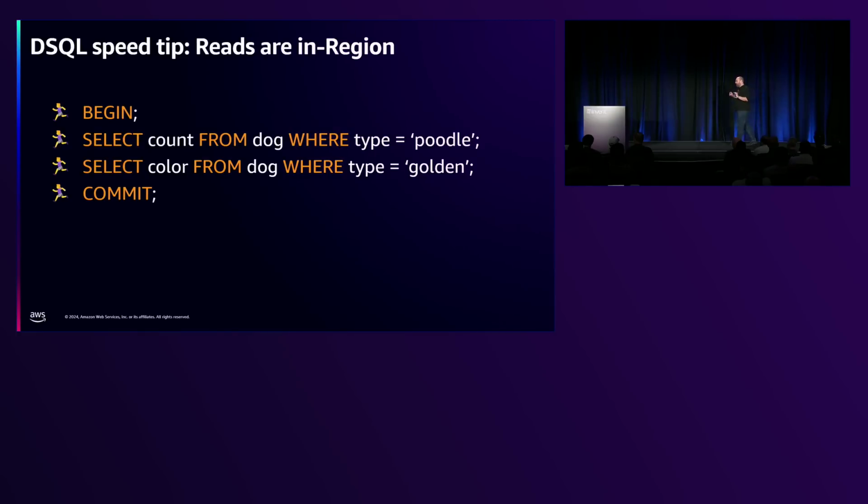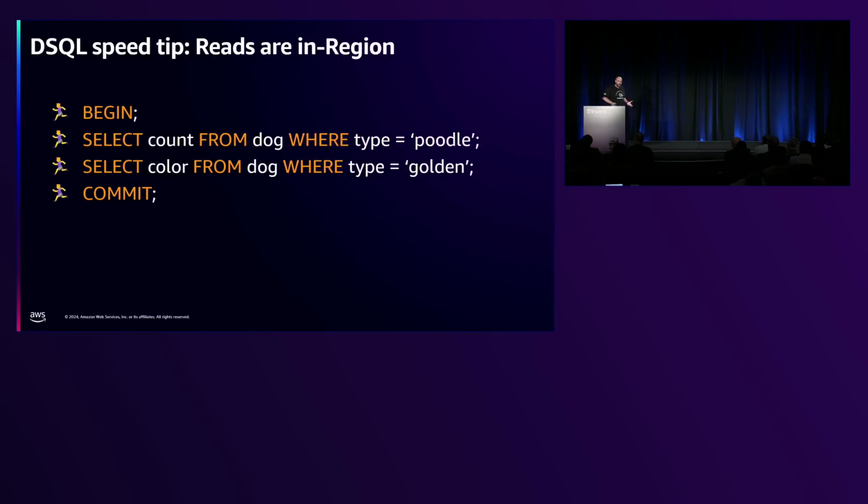Okay, so let's talk about that symmetric latency and talk about why it's so interesting to be able to route customers to their closest region when you're building a multi-region application. In DSQL, reads are always in region. They're always fast and in region on both sides. And so when your application in region A talks to its endpoint in region A, its SQL will be executed in region A.